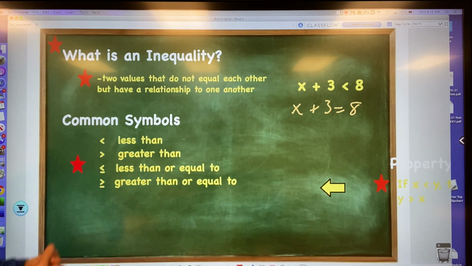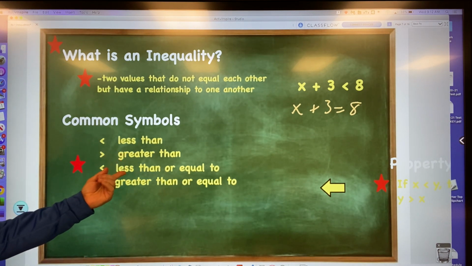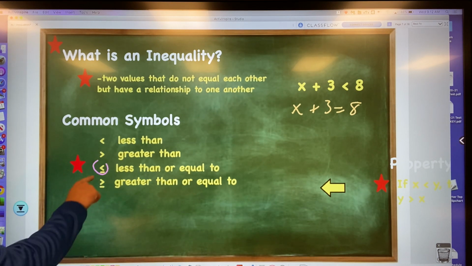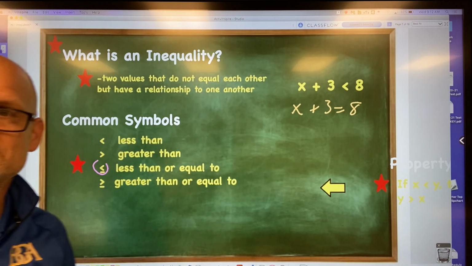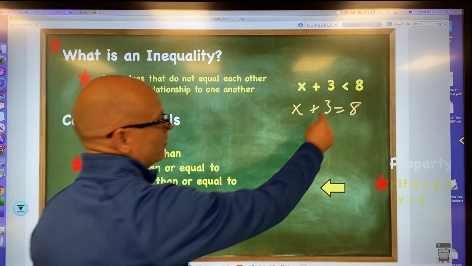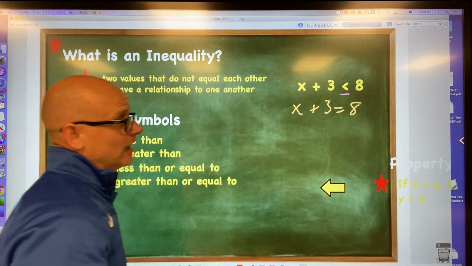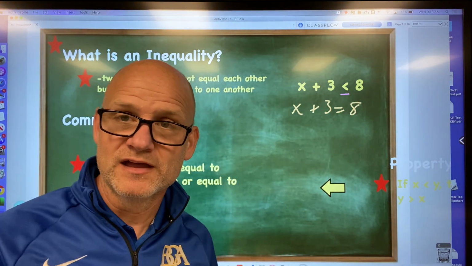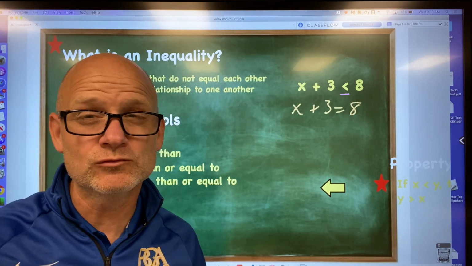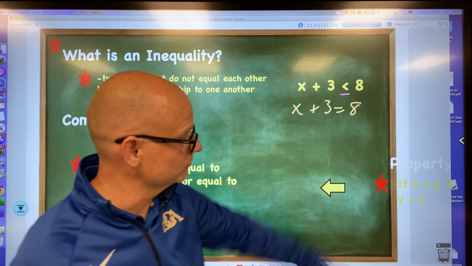And again, the common symbols are less than, greater than, less than or equal to, and greater than or equal to. These two are probably a little bit more unfamiliar, but when you see that little bar underneath the less than sign, that just means or equal to, okay? So here, if I had the bar, I could also have 5 as one possible value for x, because 5 plus 3 is equal to 8, so it means less than or equal to.